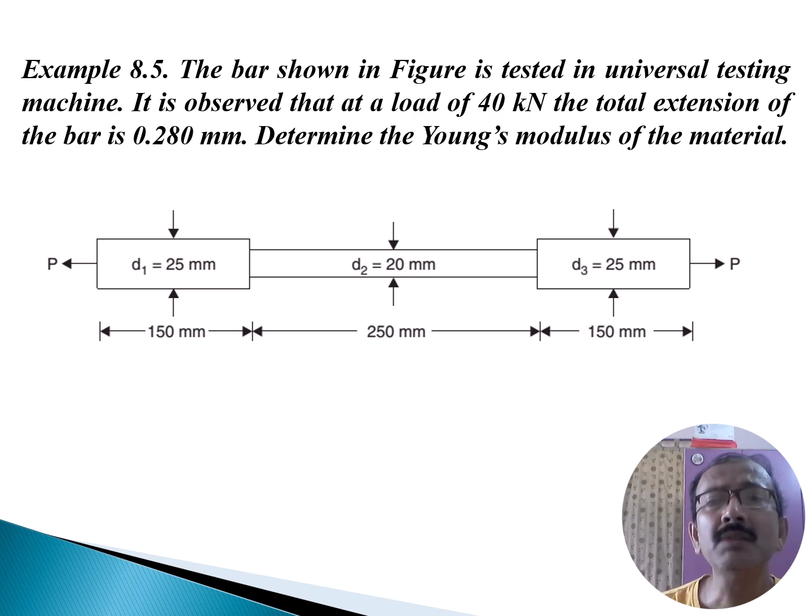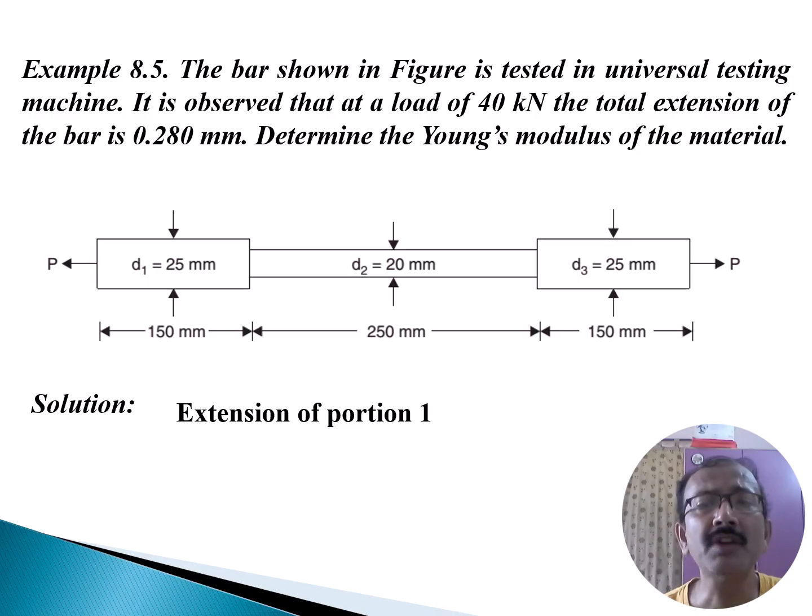Now this is an example. The bar shown in this figure is tested in a universal testing machine. It is observed that at a load of 40 kilonewton, the total extension of the bar is 0.280 millimeter. Determine the Young modulus of the material. So we have to calculate the Young modulus of this material. Here the diameter as well as the length of the bar, everything is mentioned in this diagram. So what should be the solution?